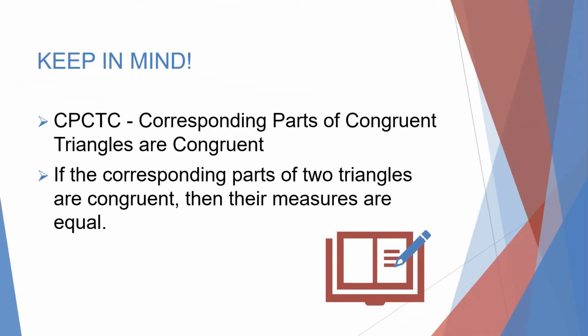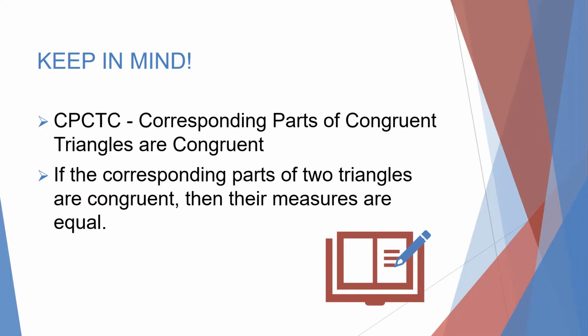I want you to remember these two main ideas or points. We have the CPCTC, that means corresponding parts of congruent triangles are congruent. So, kung yung dalawang triangle daw ay congruent, therefore, yung mga parts din nila ay congruent sa isa't isa. And we also have, if the corresponding parts of two triangles are congruent, then their measures are equal. Okay. So, we have there the word corresponding parts congruent. Ibig sabihin, kung congruent sila, yung measures nila ay equal din. So, anong ibig sabihin nito?